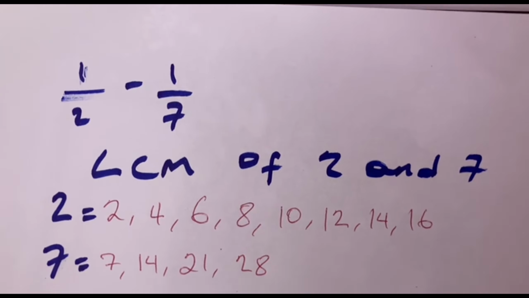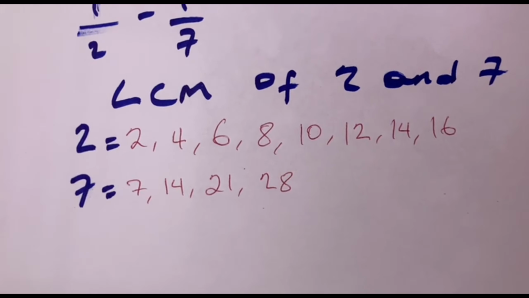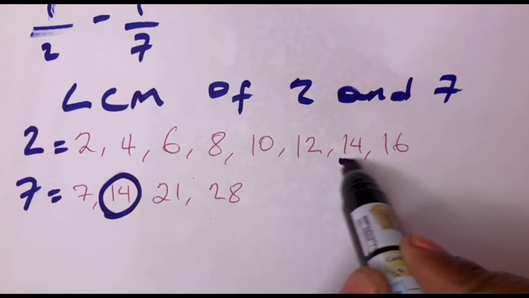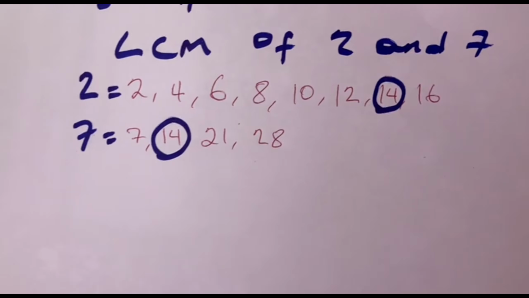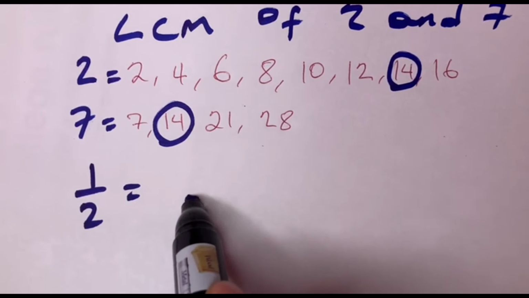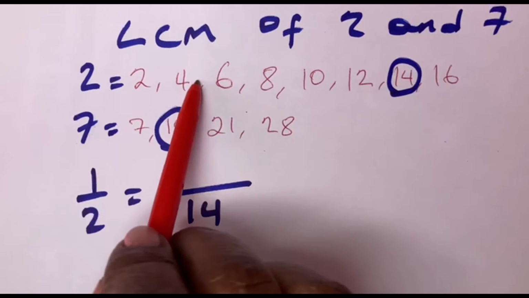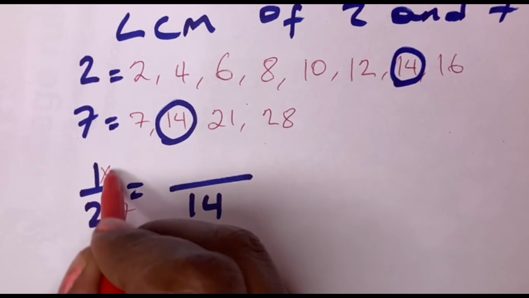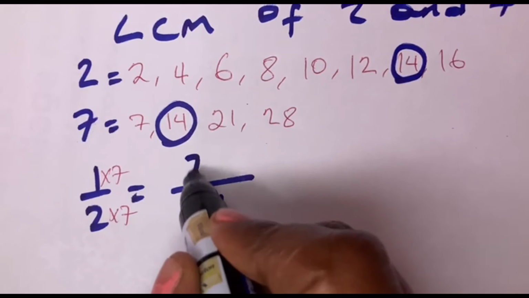So we have to look for the LCM for these two numbers, 2 and 7. What will be the LCM for 2 and 7? Here we have 14 and here we have 14. There is no lesser common multiple. Therefore, 1 over 2 changes its denominator into 14. How? By multiplying by 1, 2, 3, 4, 5, 6, 7. The same thing, we have to multiply 1 by 7. So 1 times 7 is 7.